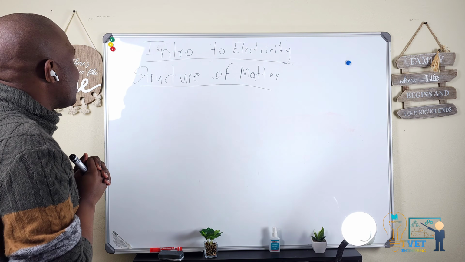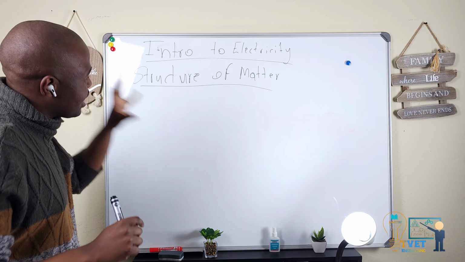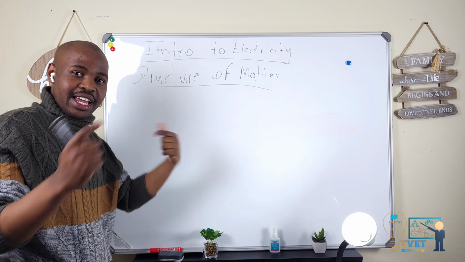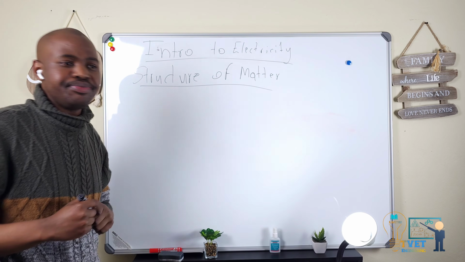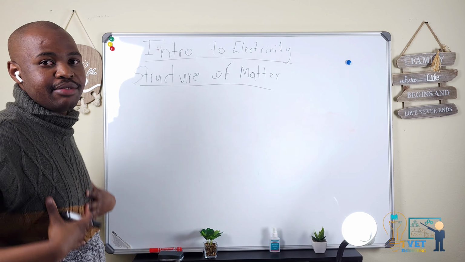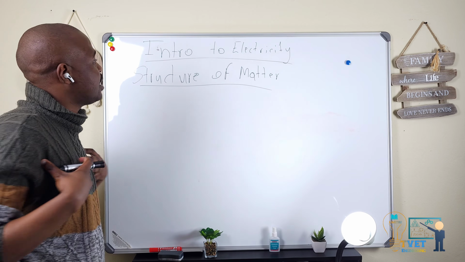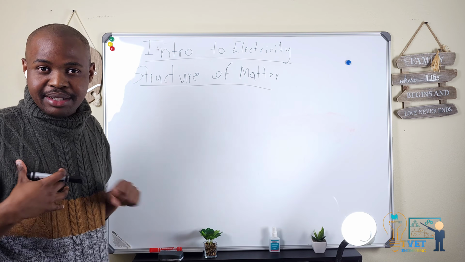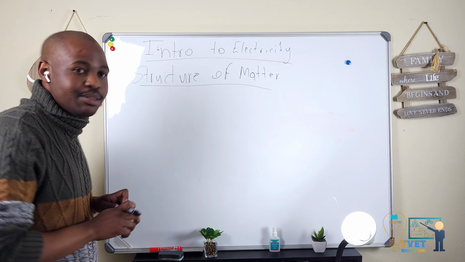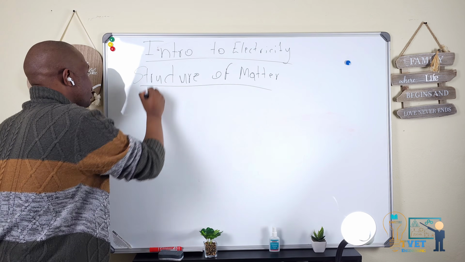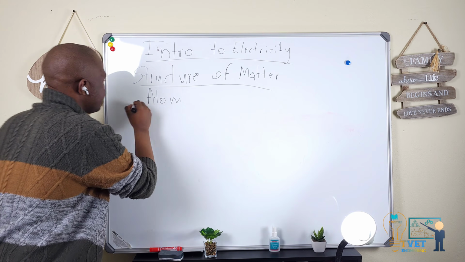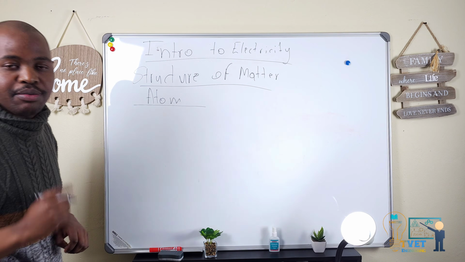We know that matter is anything that occupies space and has mass. So basically anything, even myself, I am matter. Even this board is matter. The smallest particle of matter, we call it what? An atom. That is the smallest particle of matter.